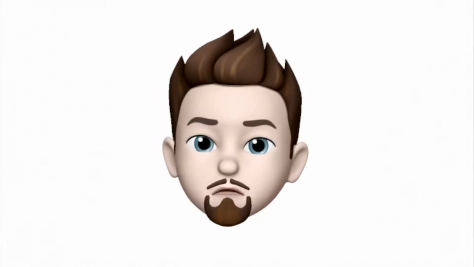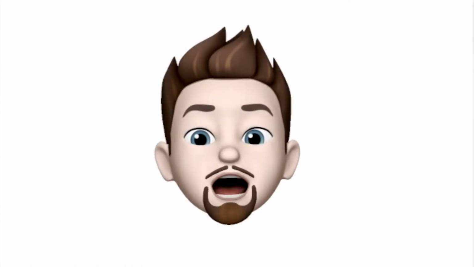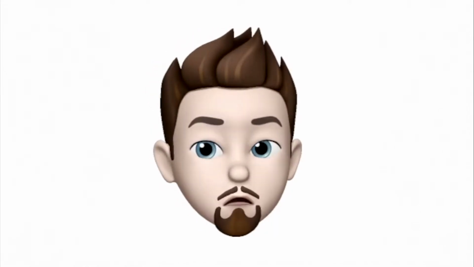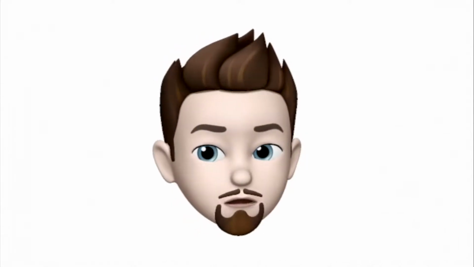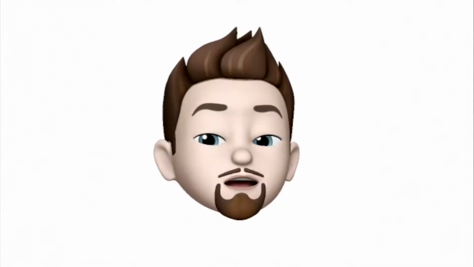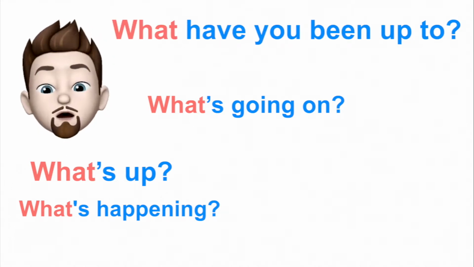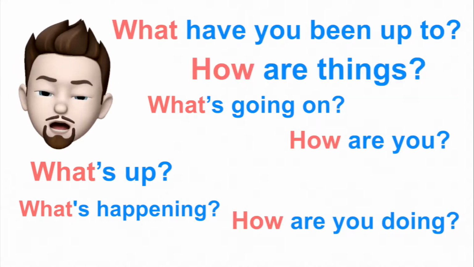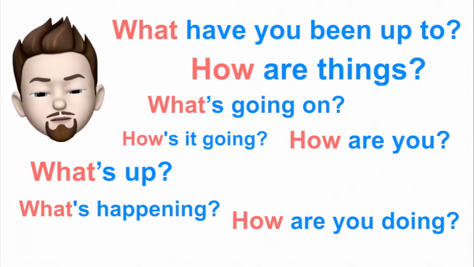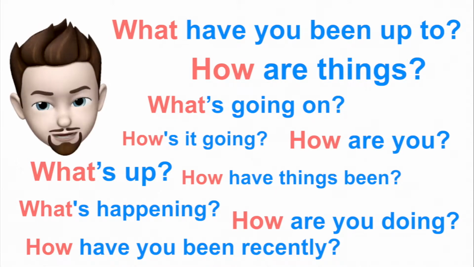So two friends might say something like, hey or hi, and then ask a simple question, usually with what or how. Here are the most common questions. What's up? What's going on? What's happening? What have you been up to? How are you? How are you doing? How are things? How's it going? How have things been? How have you been recently?